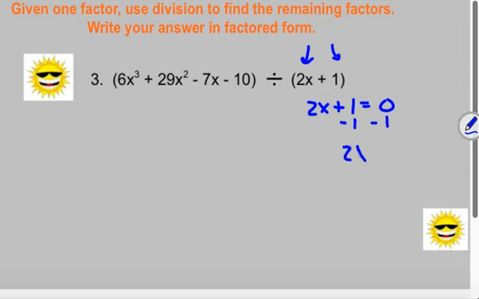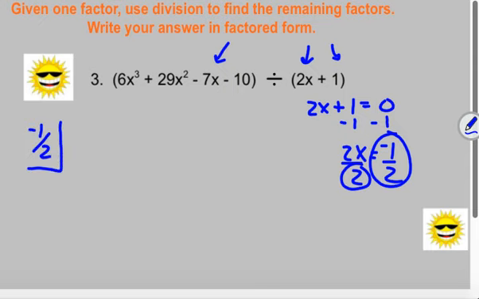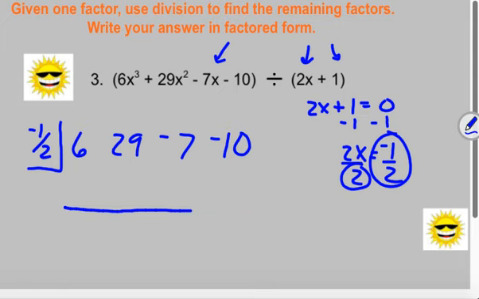Subtracting 1, I get 2x equals negative 1. Divide by 2. As soon as you divide by 2 on both sides, you have to do a little bit more work when using synthetic division. So negative 1/2 in our little box here. 6, 29, negative 7, negative 10, and off we go.